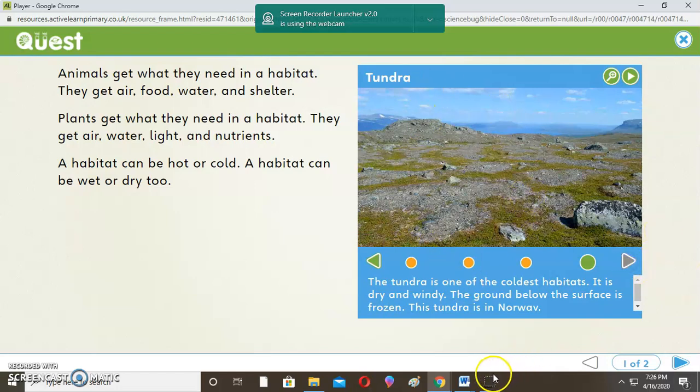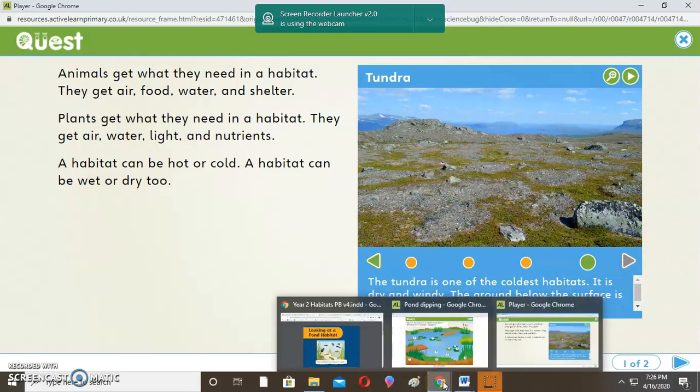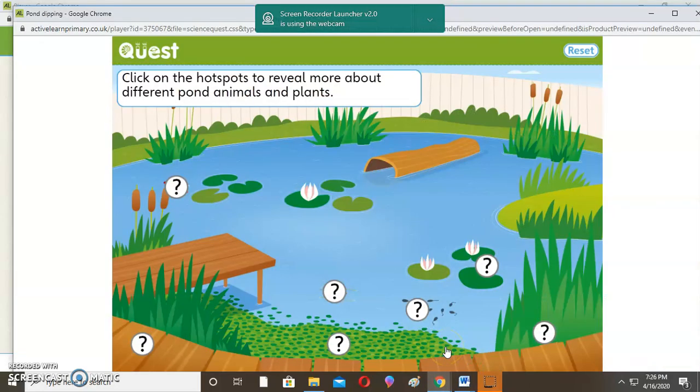Now let's ask ourselves some questions. Going to the pond. Which animals and plants do you think we can find in a pond? Okay, before we start, can we brainstorm? I want you to tell me at least one or two animals and plants that you can find in a pond.